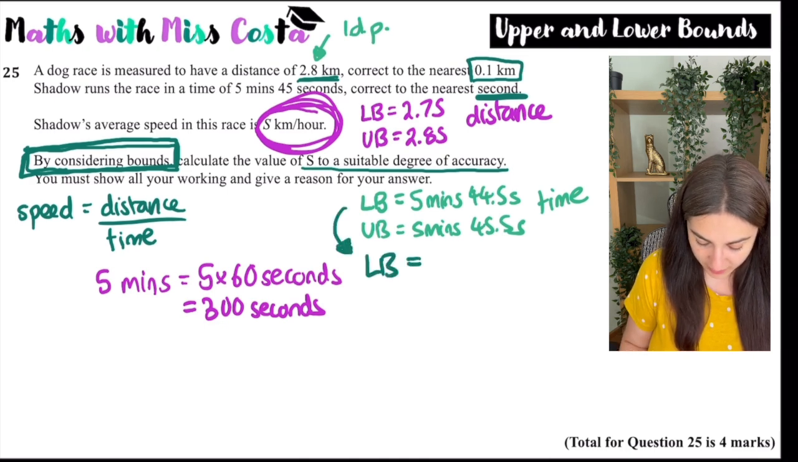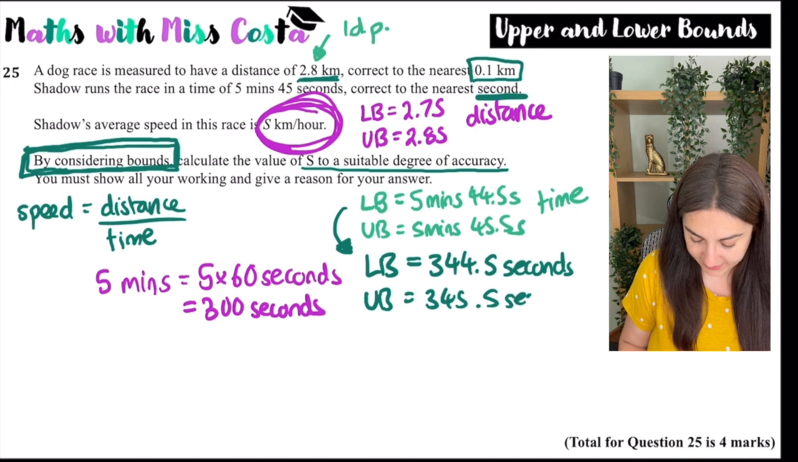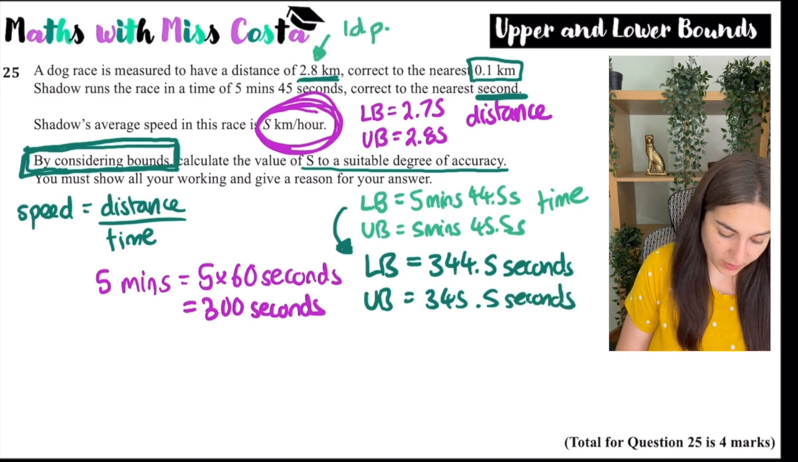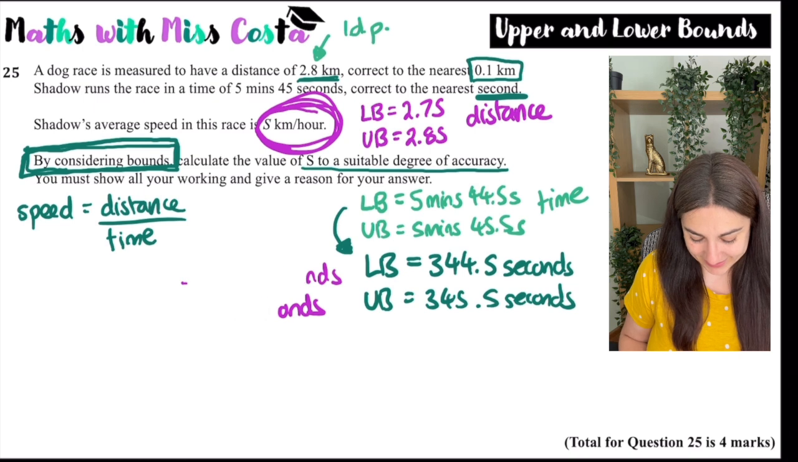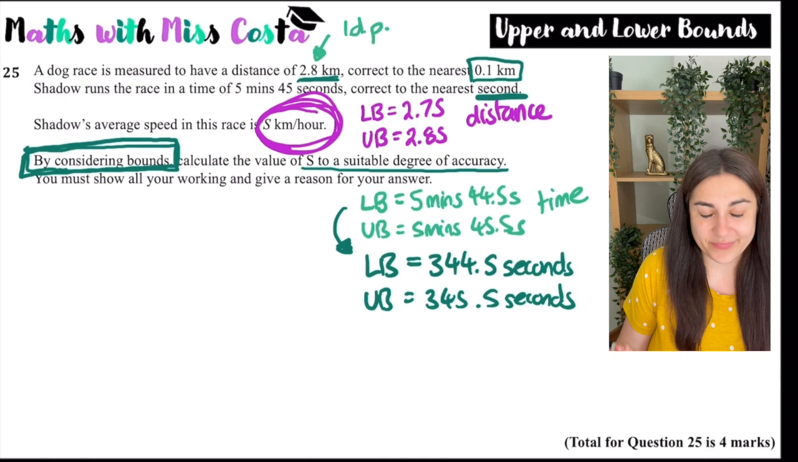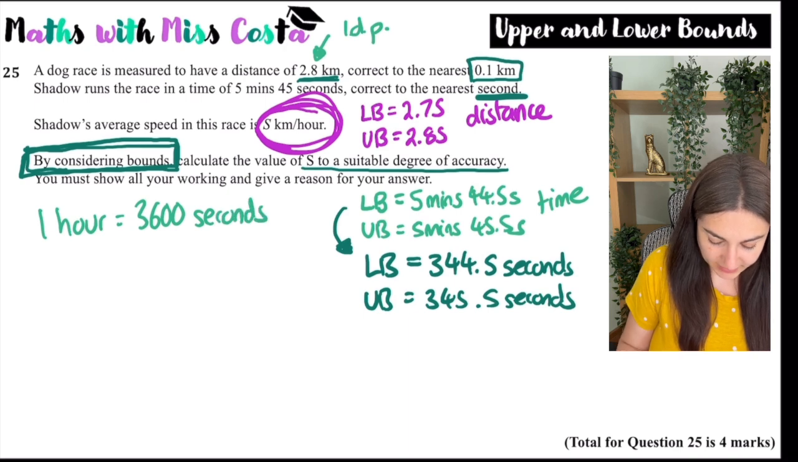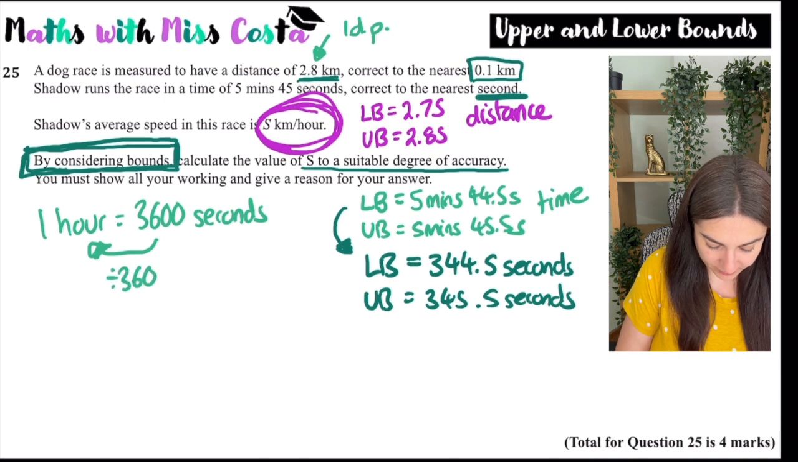So the lower bound of time is going to be 344.5 seconds. And the upper bound of time is therefore going to be 345.5 seconds. Now, what I'm going to do, because I need to convert this into hours, 1 hour is 3,600 seconds. So therefore, to get from seconds to hours, you divide by 3,600.